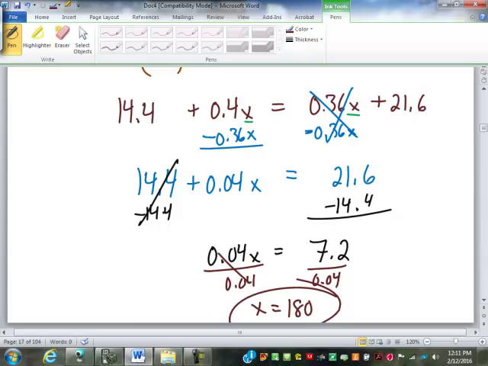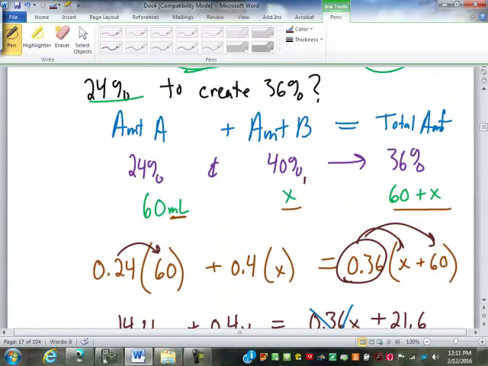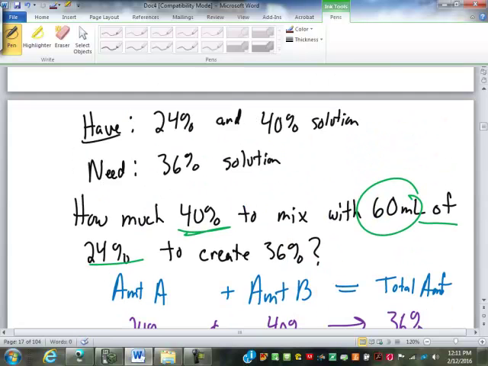Now we got to make sure we answer our question. What does x represent? It's the amount of the 40%, 180 milliliters. Is that what we were looking for? Yes. How much of the 40%?